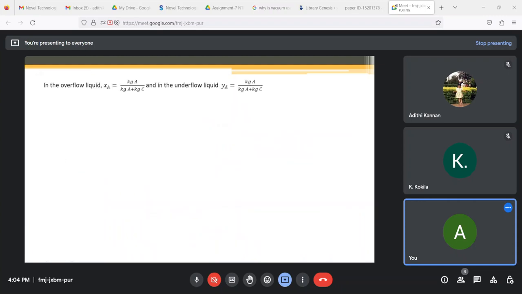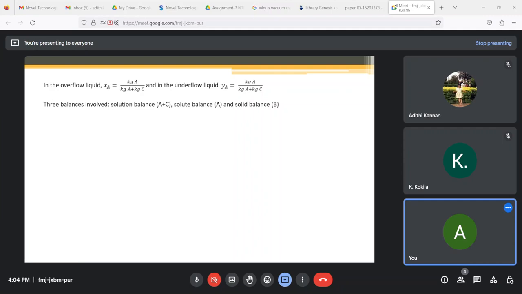Then we will also learn the equations for the solute concentration in each of the streams. The solute concentration is equal to solute divided by solution in any stream, be it the overflow or the underflow. In the overflow liquid, we'll call it XA, and in the underflow liquid, we'll term it YA. This is just a difference in variable names, but the formula is the same: kg of A divided by kg of A plus C for both the streams.